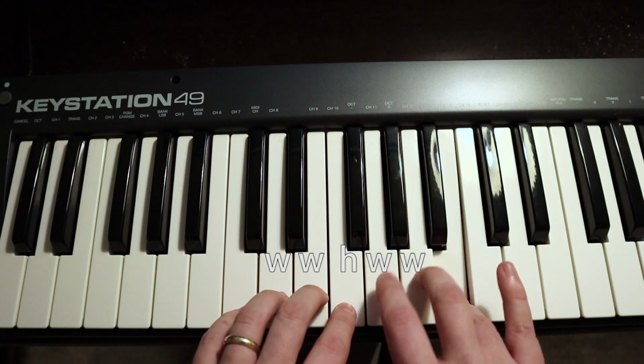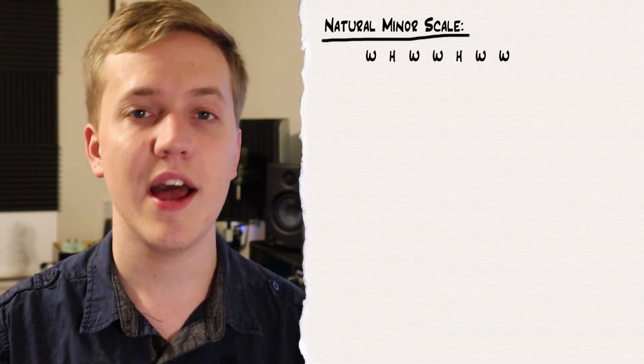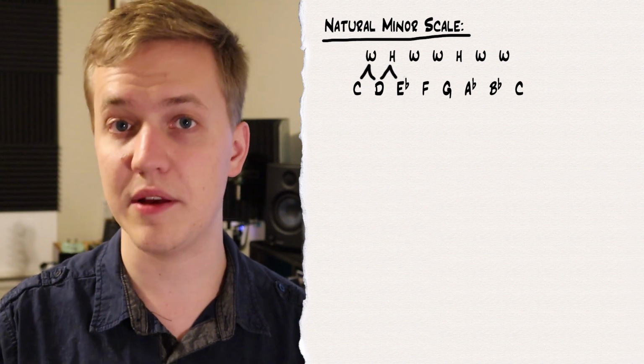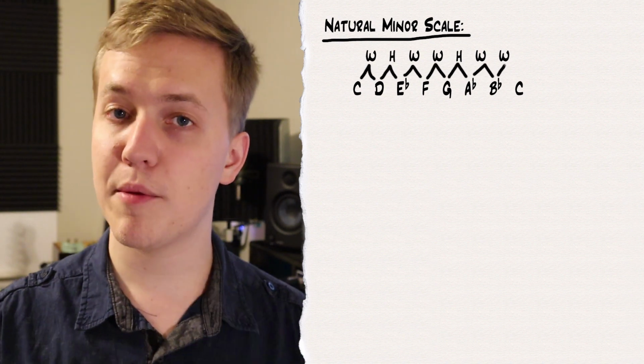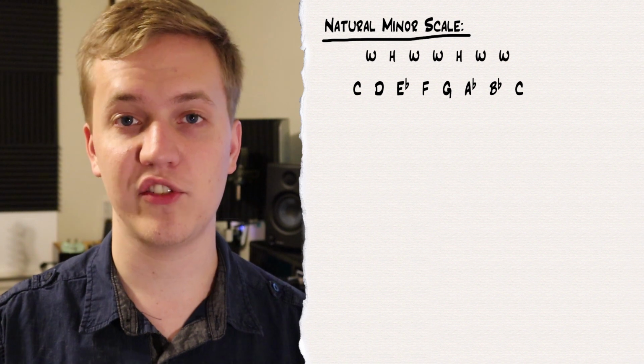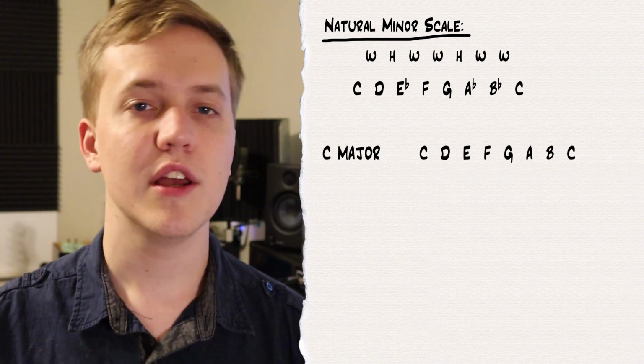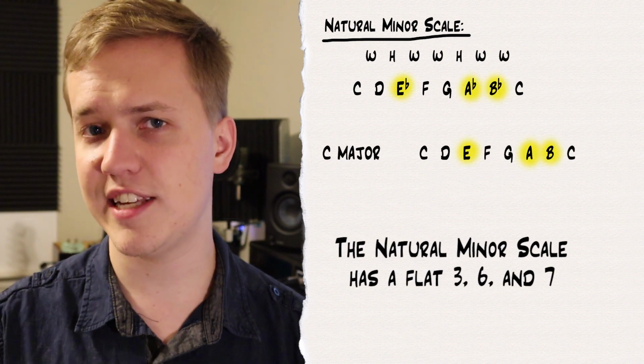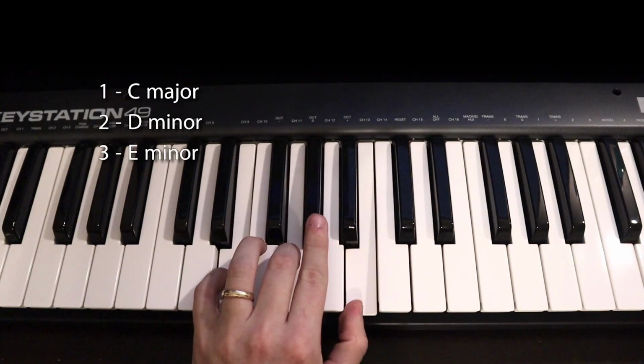In our video on the major scale, we talked about how scales are made up of formulas of whole steps and half steps. Well, just like the major scale, the natural minor scale has its own formula of whole steps and half steps. If you were to compare the notes of the C natural minor scale to the C major scale, you would notice that the third, the sixth, and the seventh notes are flatted. Flattened? Flattered? Flatified?